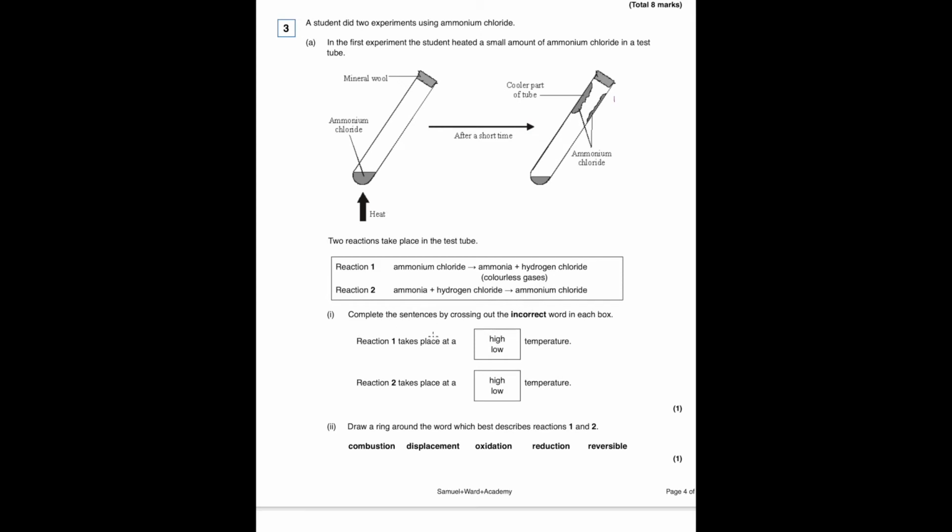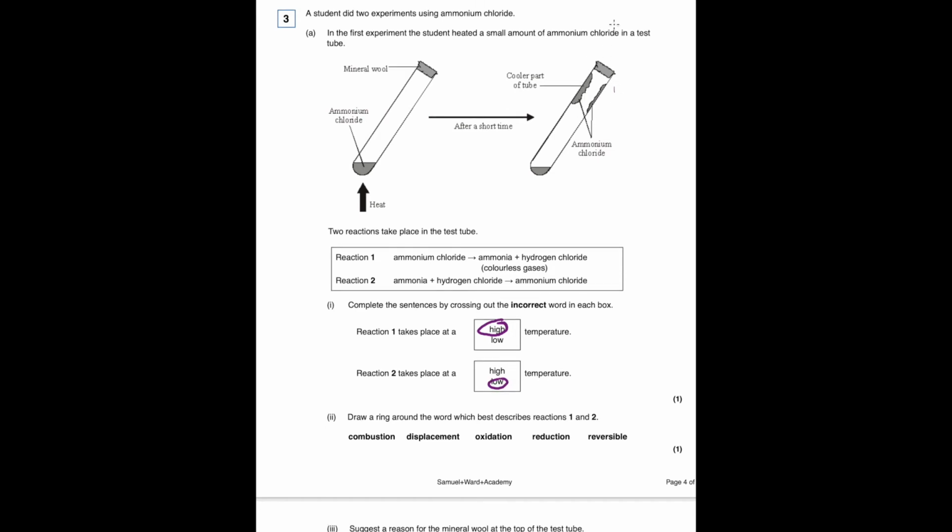So reaction 1 is taking place at the high temperature, whereas reaction 2, we are combining those products to reform the ammonium chloride. And so that's taking place at a low temperature at the cooler part of the test tube.